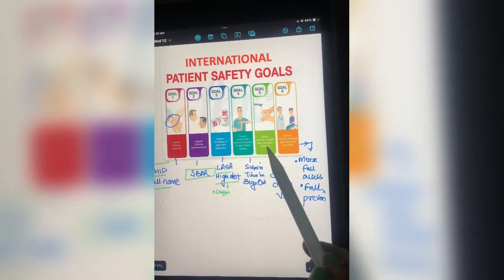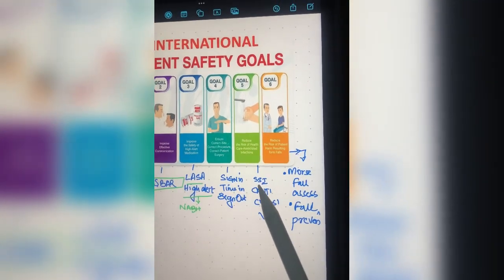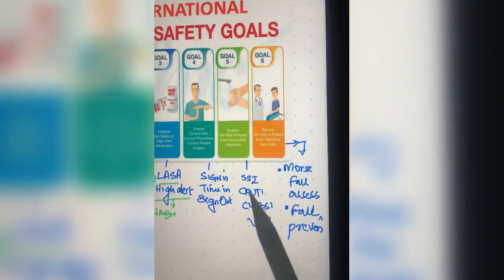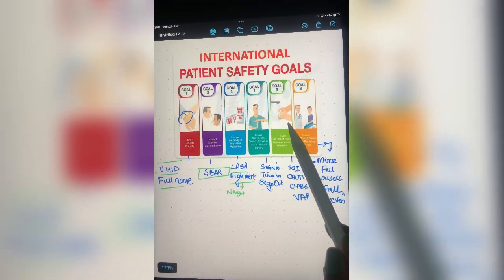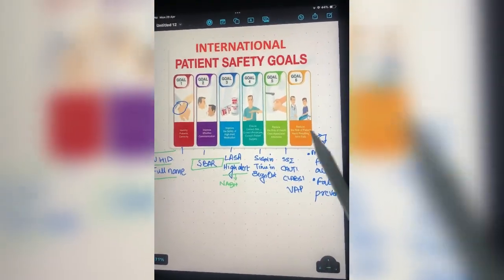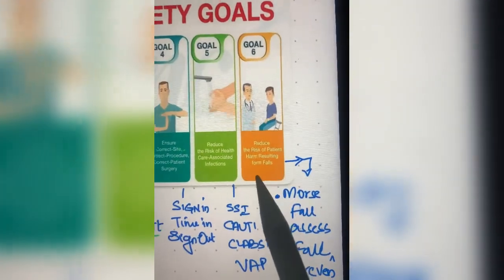Goal number 5 tells about reducing the risk of healthcare associated infection, where we need to cover all the bundles, which are SSI, CLABSI and VAP, and hand hygiene, the 5 moments of hand hygiene and the steps of hand hygiene. And the last, goal number 6, tells about reducing the risk of patient harm resulting from falls.